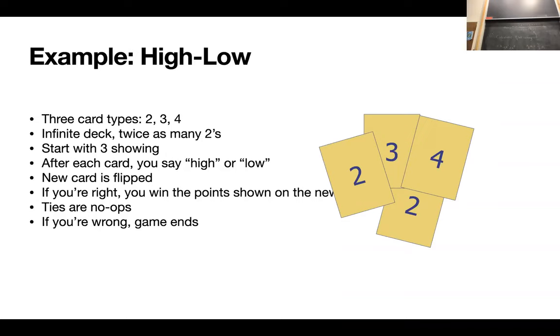And if you're wrong, the game basically ends. So if the new card was lower than three, although you said high, then you stop the game. Again, you have to maximize as many points as possible, so you're trying to play as long as possible and keep winning points. The points you win at each step is whichever card you draw: if you draw a two or a three, then you get 2 points or 3 points.